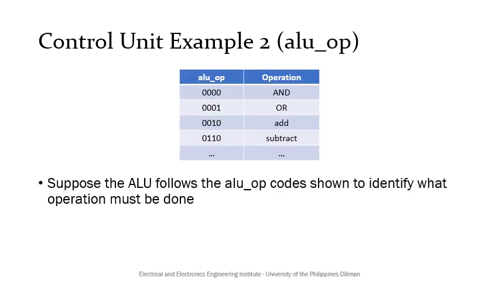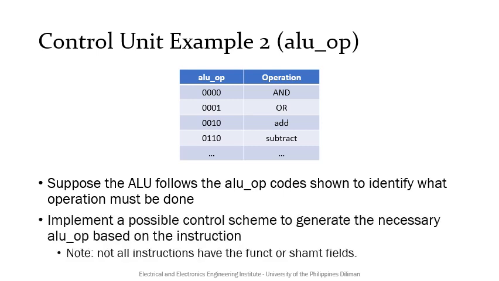In this example, suppose the ALU follows the ALU opcodes shown to identify what operation must be done. How then can we implement a control scheme to generate the correct ALU code based on the instruction? Note that not all instructions have the func field. Also, note how in the table provided, 4 bits are defined for ALU op, whereas both opcode and func are 6 bits each.